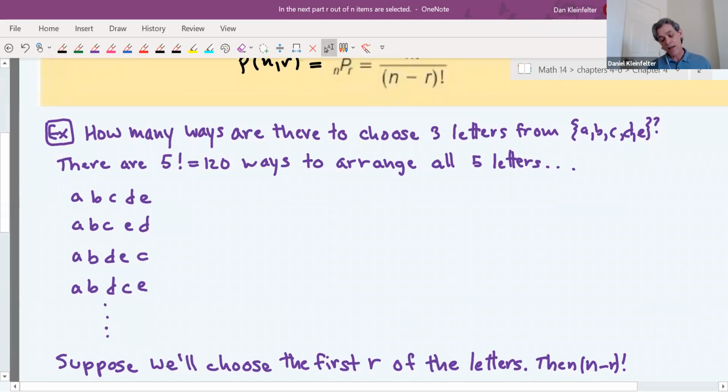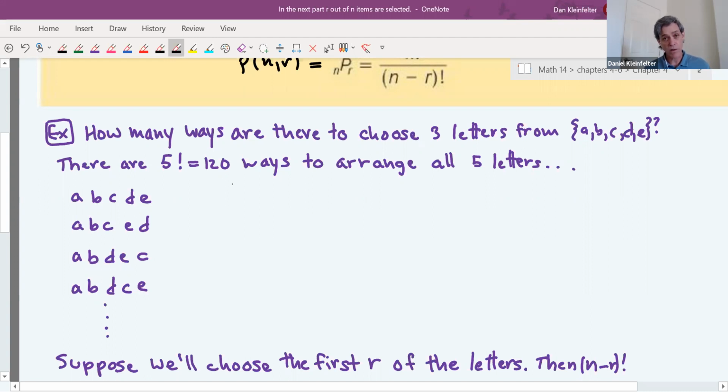So let's say that we have the 5 letters A, B, C, D, and E. And we want to know how many ways there are to choose 3 letters from that group. A, B, and C; C, D, and E; B, D, and E. How many ways are there for us to choose those letters? First of all, there are 5 factorial, or 120, ways to arrange all 5 letters. So I've started listing them here: A, B, C, D, E, and then I switched the E and the D: A, B, C, E, D; A, B, D, E, C; A, B, D, C, E. So if we had all day, we could sit and write down all 120 different arrangements of these 5 letters.